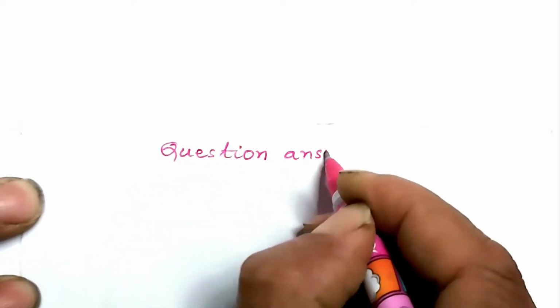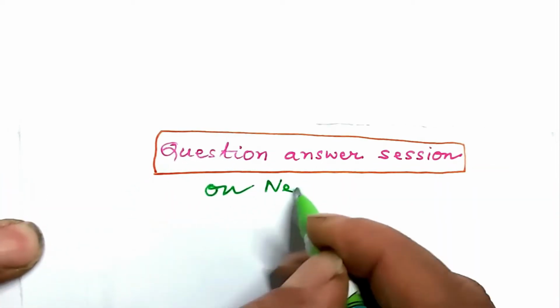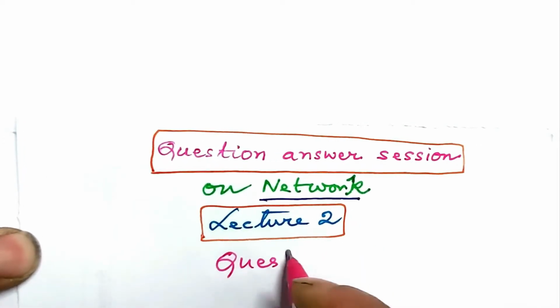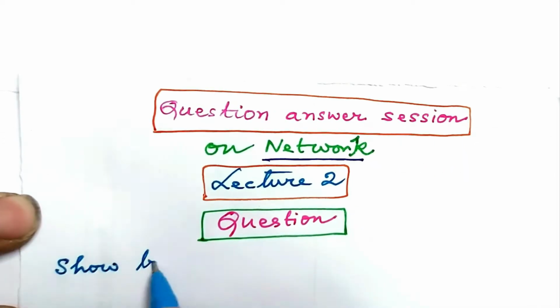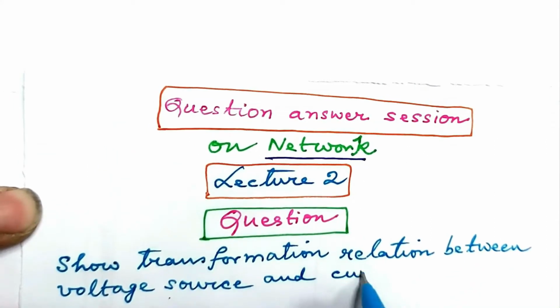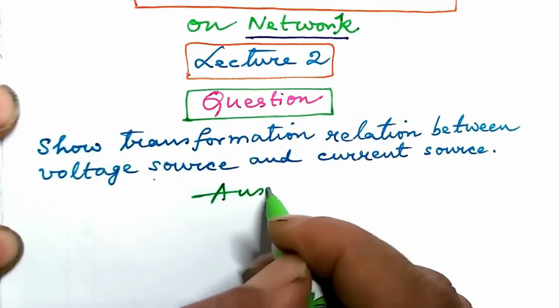We begin a question answer session on network, and this is lecture number 2. First question. Show transformation relation between voltage source and current source. Let us come to the answer.